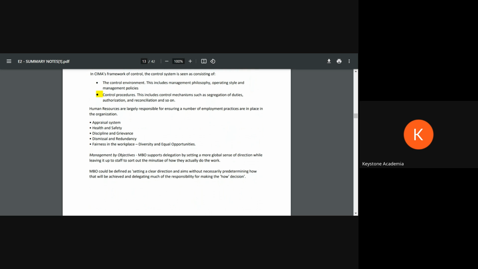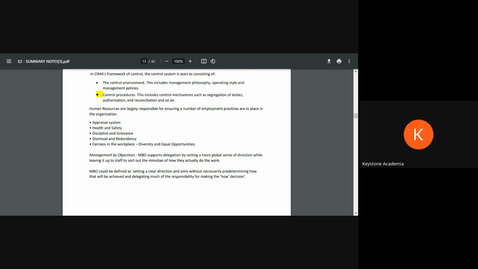So for example, all the companies are facing, firing lots of people nowadays, last year as well. So during this time, a company's HR department manages a redundancy process, ensuring all the legal requirements are met and affected employees receive support in finding new employment. Okay, that is a redundancy process, dismissal and redundancy process.